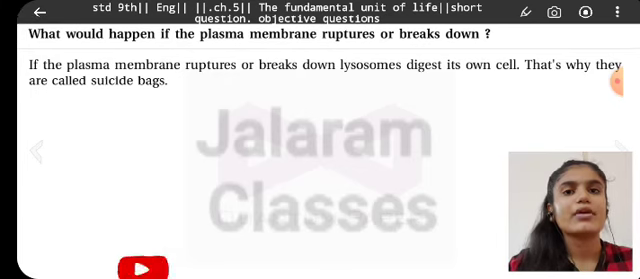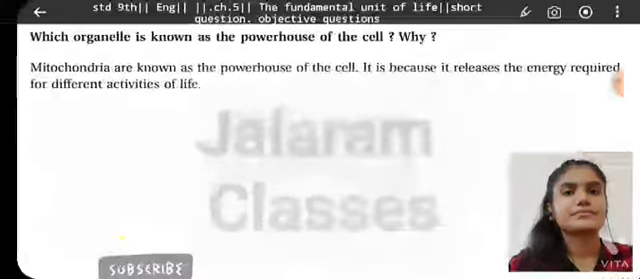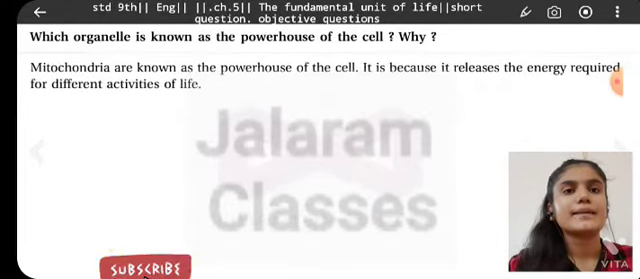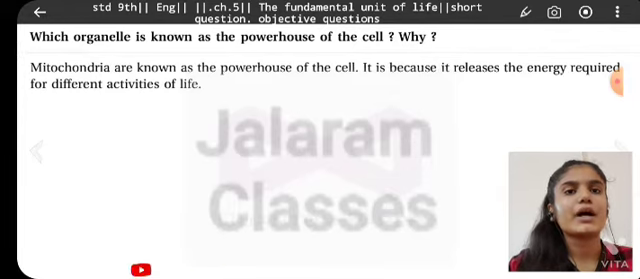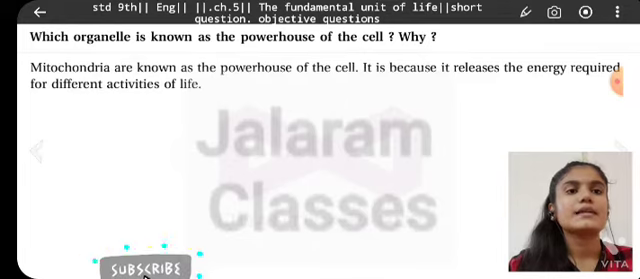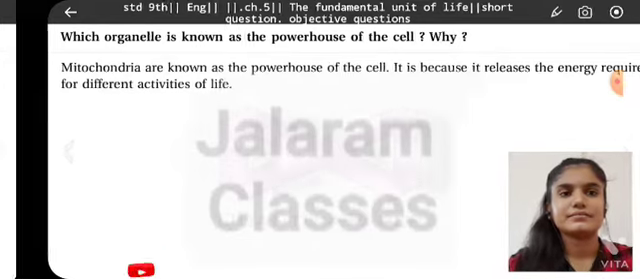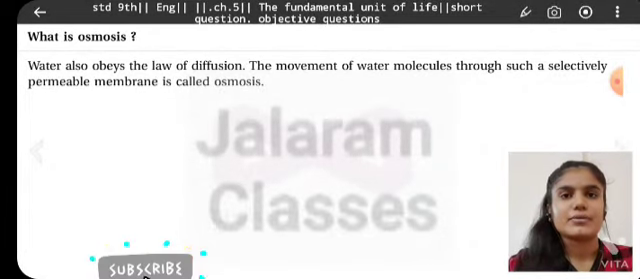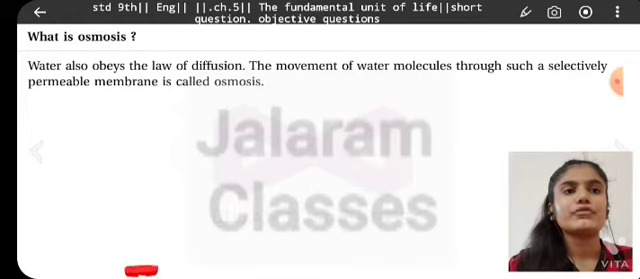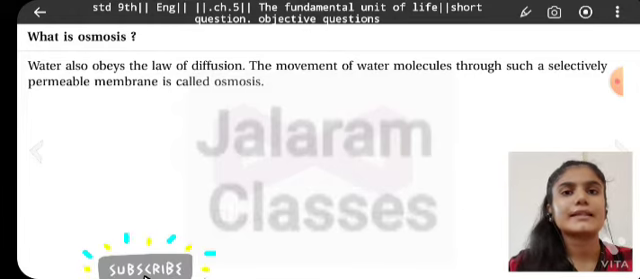That's why they are called suicide bags. Which organelle is known as the powerhouse of the cell? Why? Mitochondria are known as the powerhouse of the cell because they release the energy required for different activities of life. What is osmosis? Water also obeys the law of diffusion. The movement of water molecules through a selectively permeable membrane is called osmosis.